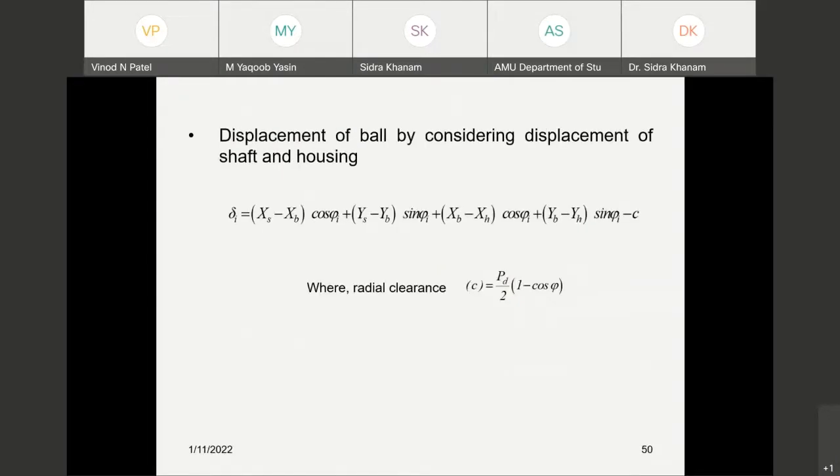So the total displacement of the ball depends on the displacement of the shaft and the displacement of the ball into cos value in the y direction. The deformation or displacement of the shaft and the ball, and in the same way the difference between ball and housing in the x direction and the displacement in the y direction between ball and housing. These components show its angular position, and this part is its radial clearance based on its position.